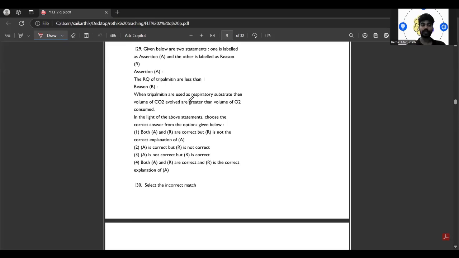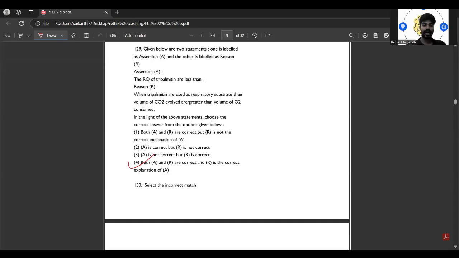Yeah, both are also correct. When triglyceride is used as a respiratory substrate, the volume of CO2 evolved is indeed less than the volume of O2 consumed. This is due to the respiratory quotient, that is RQ, which is actually less than 1. So option 4 would be the correct answer.